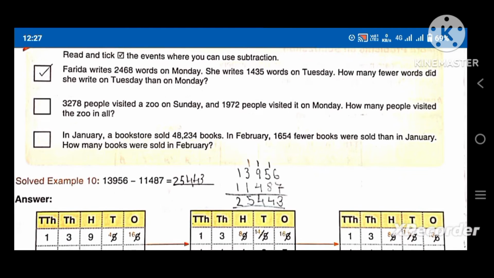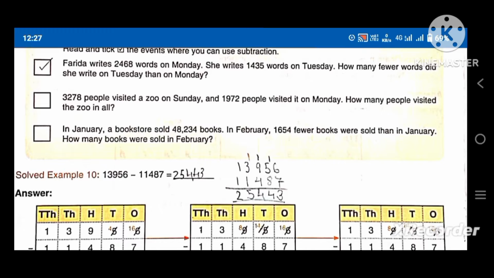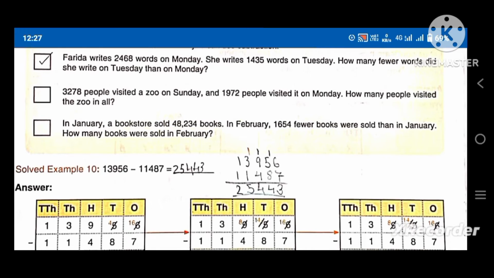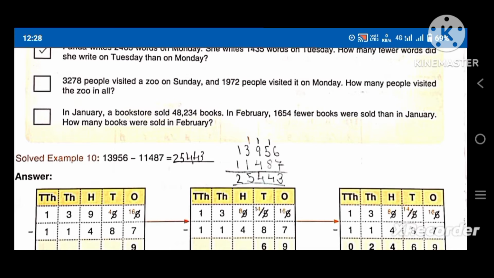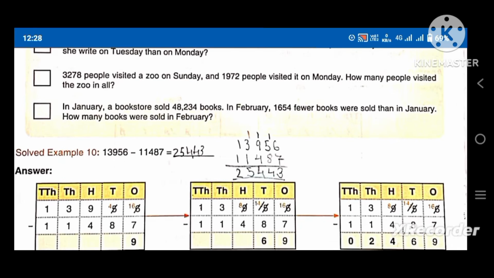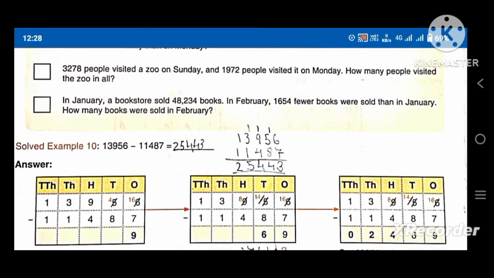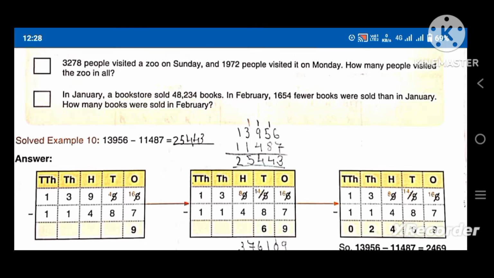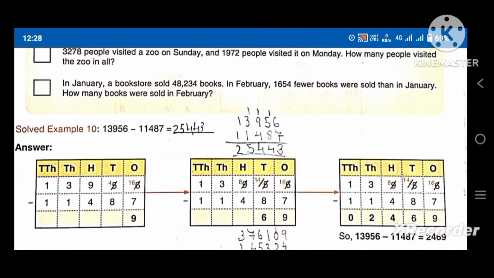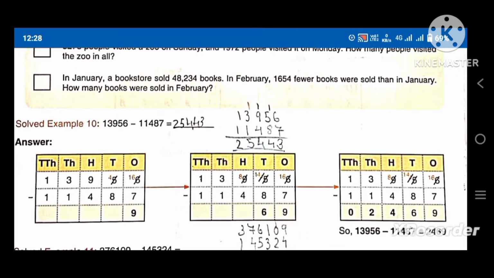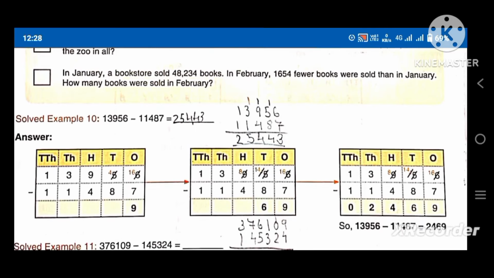Third one, in January a bookstore sold 48,235 books. In February, 1,654 fewer books were sold than in January. How many books were sold in February? This can also be subtraction.